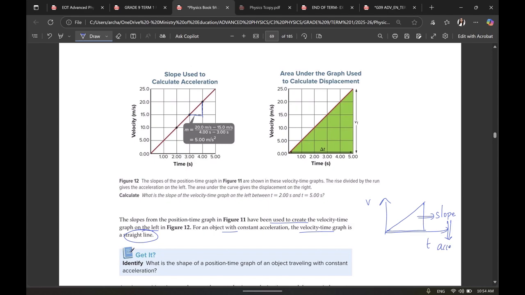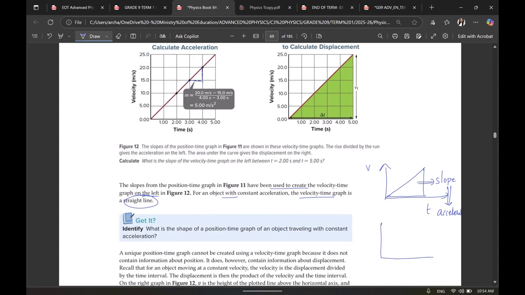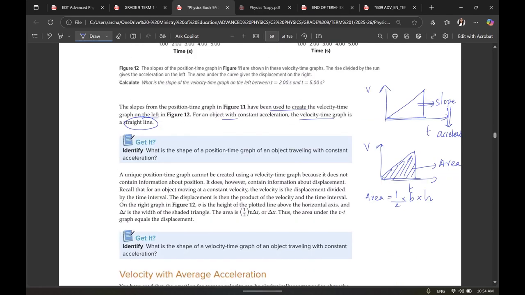Okay, I'll be able to get acceleration. If I'm taking the area under the graph, for example, this is the area. It looks like a triangle. So the area of a triangle is half BH, half multiplied by base multiplied by height, which is giving me the total distance traveled by the body.